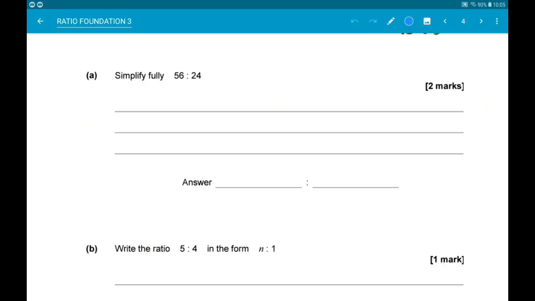And that's it. Okay, third page, part A, simplify fully 56 to 24. So simplifying ratio works just the same as fractions. Look for a common factor, so here it's 8. Divide both sides by that. So we're going to get 7 to 3.